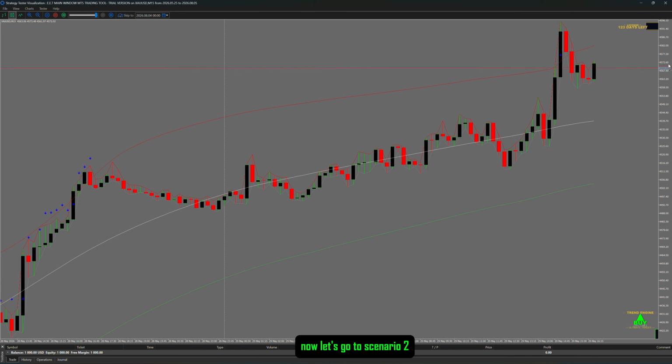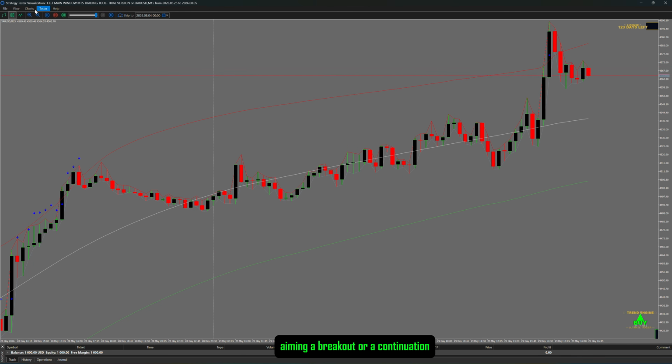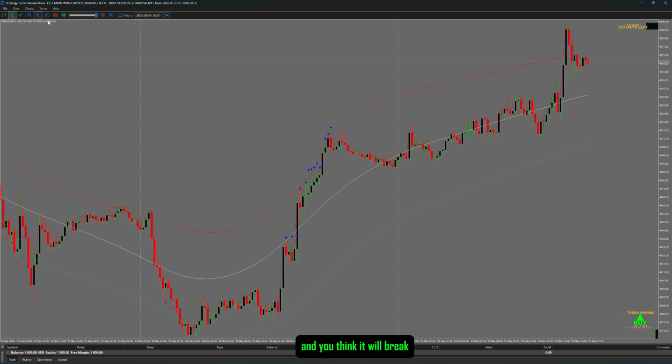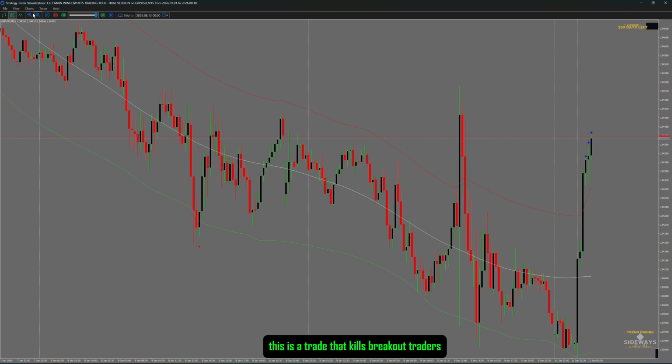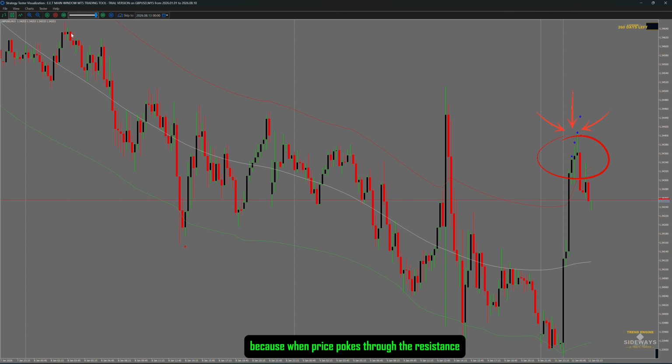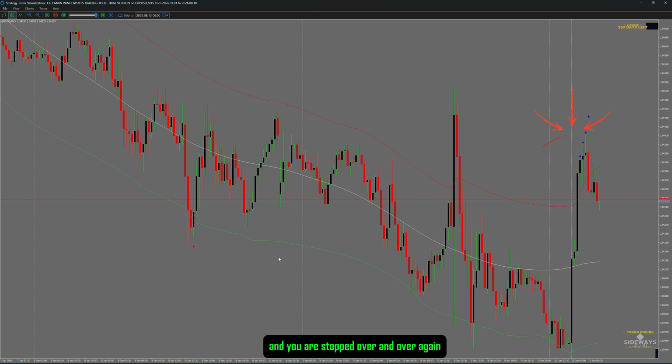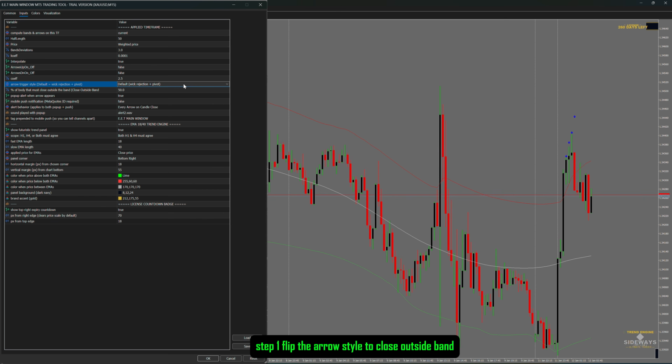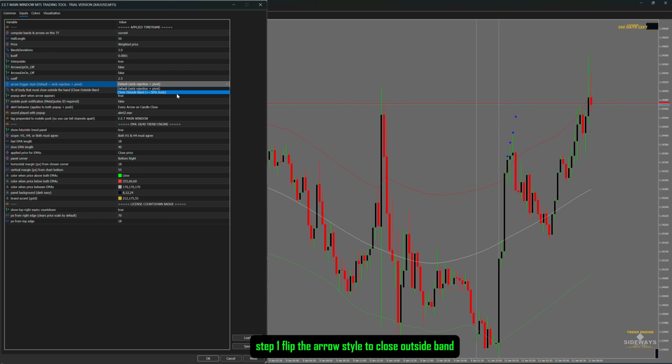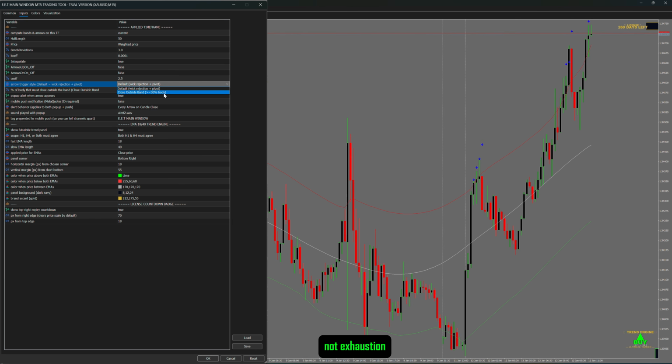Now let's go to scenario 2, timing a breakout or a continuation. So let's say you have got a level and you think it will break and you don't want to buy the fake out. This is a trade that kills breakout traders, because when price pokes through the resistance, you buy and it snaps back and you are stopped out over and over again. So here is the workflow. Step 1, flip the arrow style to close outside band. Now you are hunting displacement, not exhaustion.